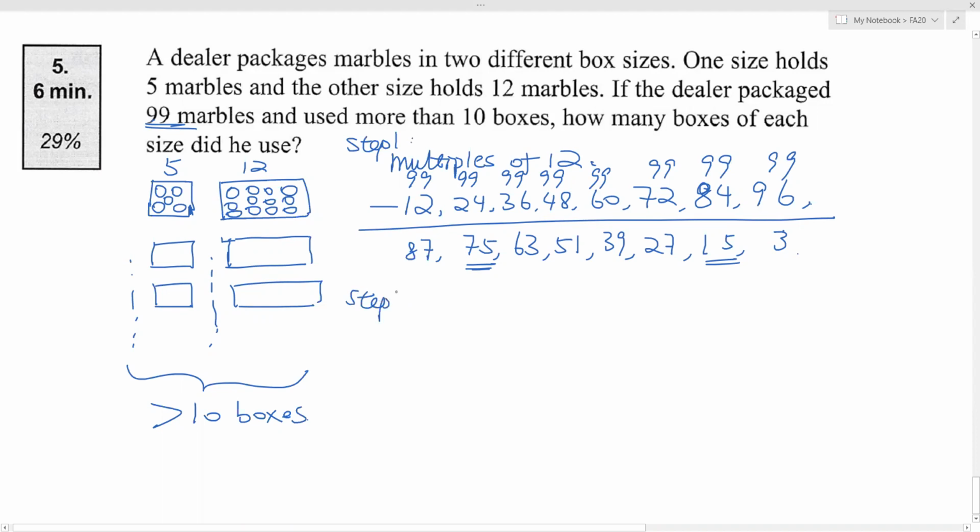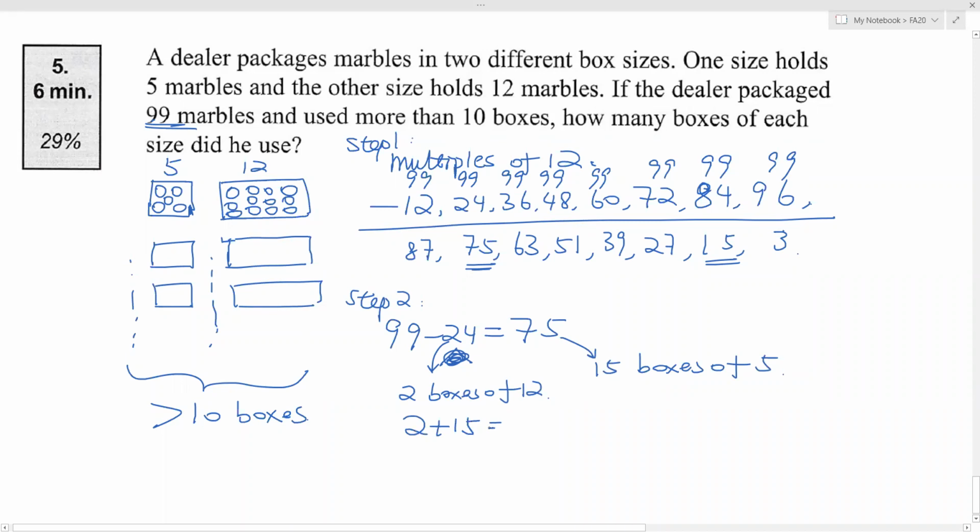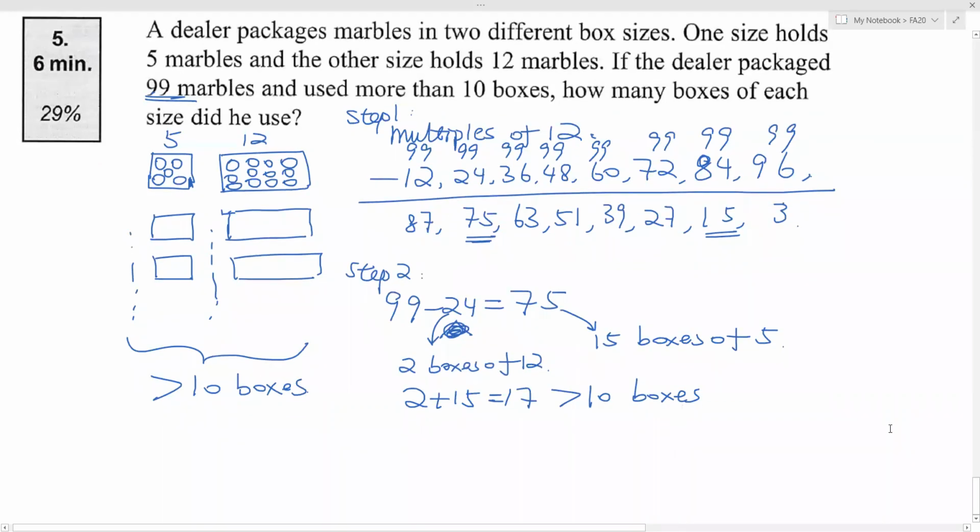Step 2. Let's try this. Let's try the combination. 99 minus 24 equals 75. So we got 2 boxes of 12 marbles. And then we got how many? 15 boxes of 5 marbles. And 2 plus 15 is 17, bigger than 10 boxes. That kind of satisfies, right? But let's try the 15. Okay, let's also rule out just to make sure.